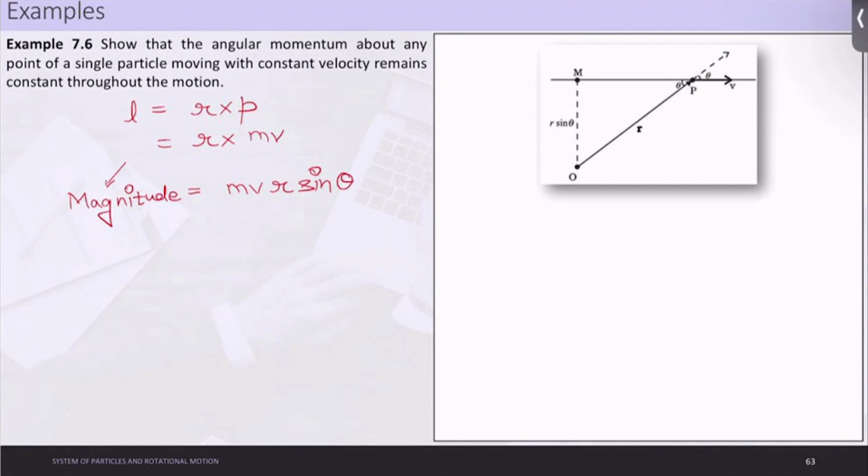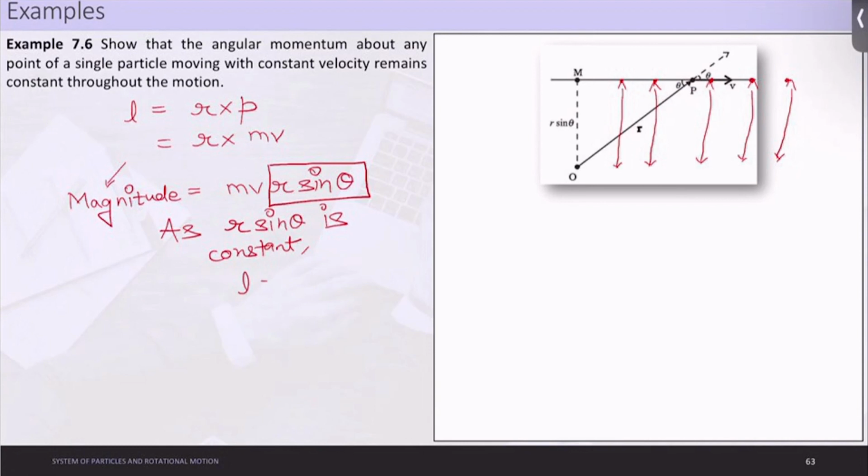Okay, so now although let us say at some part it would have been here, it would have been here, it would have been here, the value of this R sine theta will always be the same. R sine theta will always be this only. Let's say I calculate this value from any of the locations. This value of R sine theta is always constant when it is moving in the same direction. Okay, so therefore from this, as R sine theta is constant, we can say that L is constant.